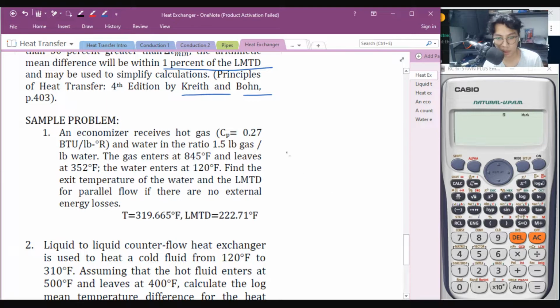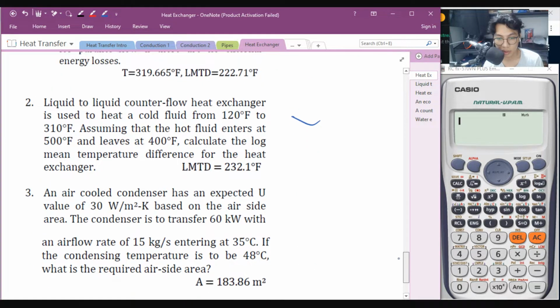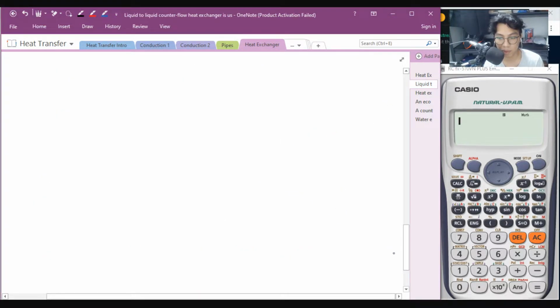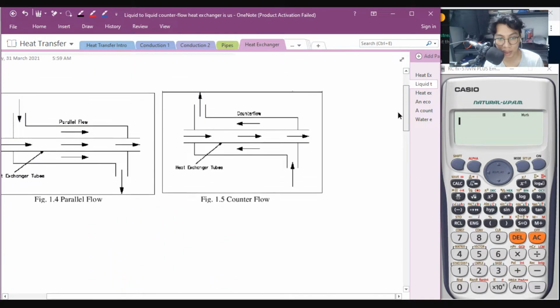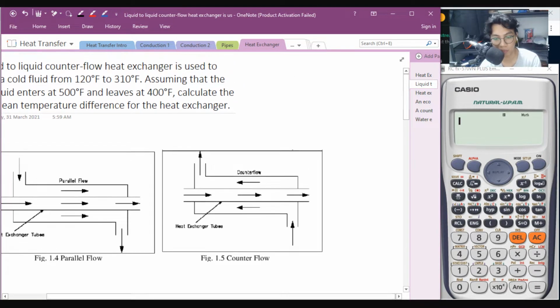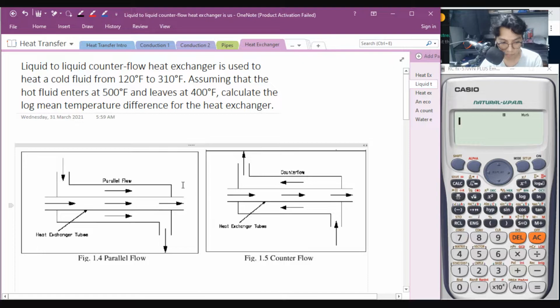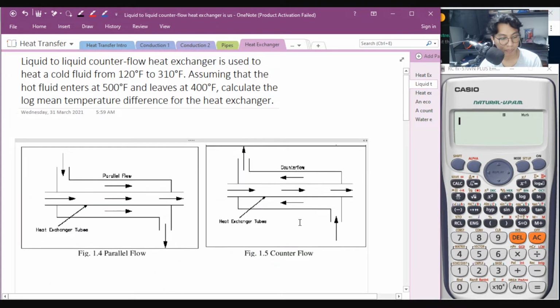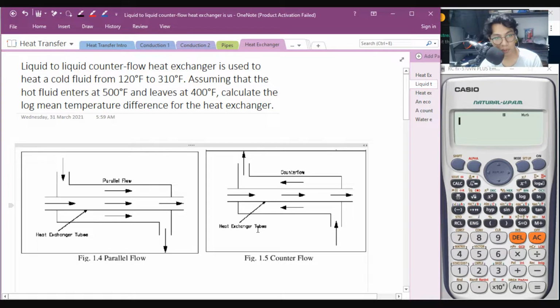Ayan, pwede natin gawin ito. So, meron akong na-prepare dito. Mas magandang yun yung ating solve. So, for problem number 1, in order for us to understand yung ating heat exchangers further, mas magandang sinosolve natin yung mga problems like this one. So, parallel flow, cross flow, or counterflow. Ayan, dami kong mga example. So, liquid to liquid counterflow.